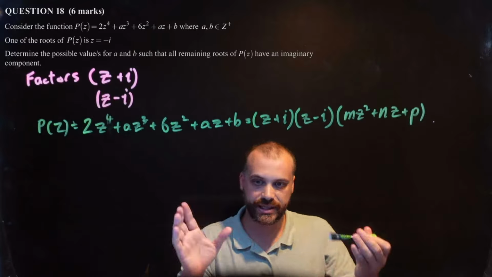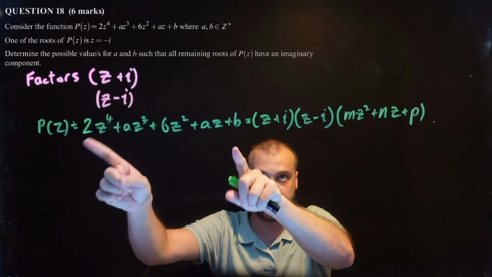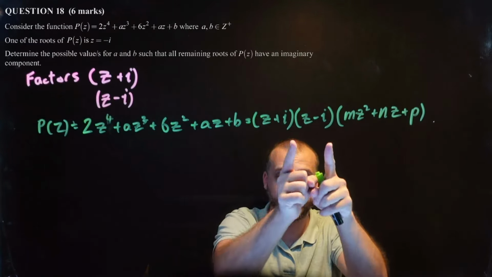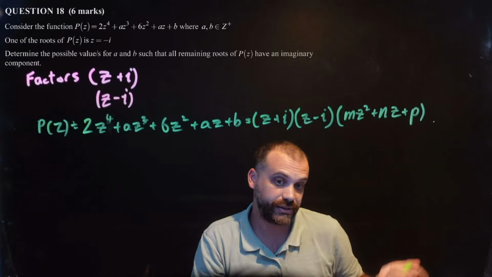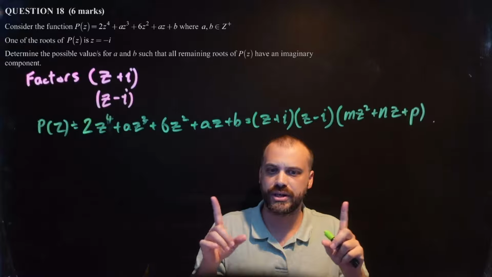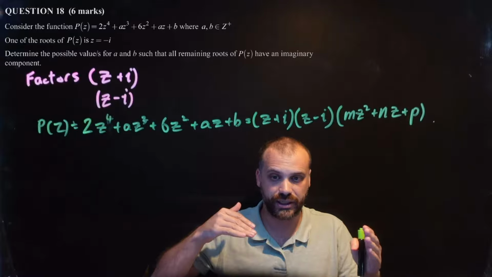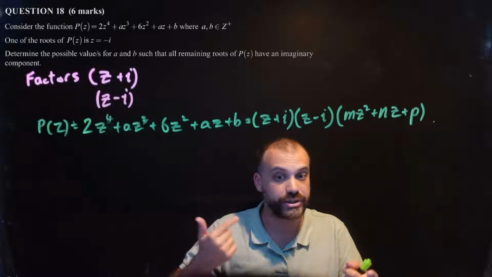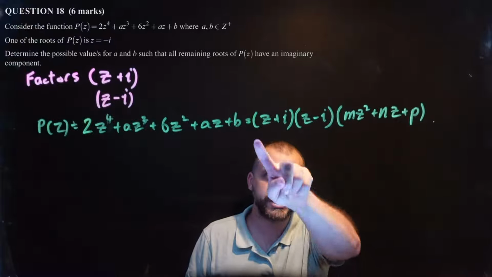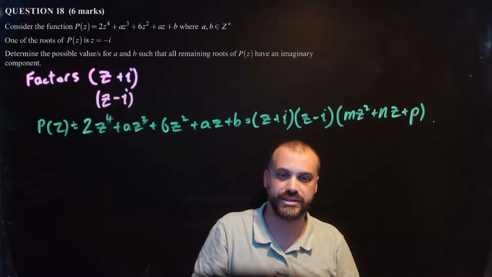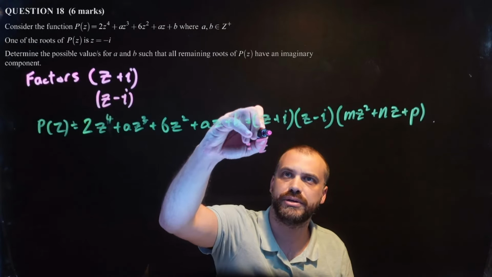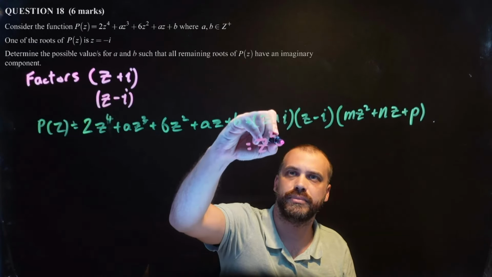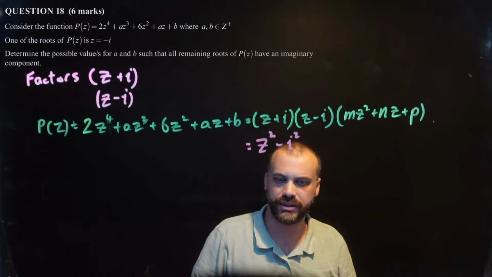All right, so that makes sense, right? We've got a quartic, degree 4. We've got one factor, we've got another factor, and there must be 2 other factors, or just one quadratic factor. So then what we're going to end up doing is equating coefficients. So what I'm going to do is start expanding this, starting with z plus i, z minus i. Now that should look like something you recognize. It's going to simply be z squared minus i squared, right?